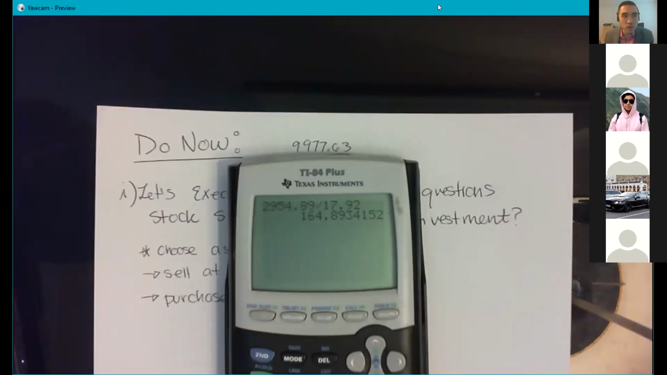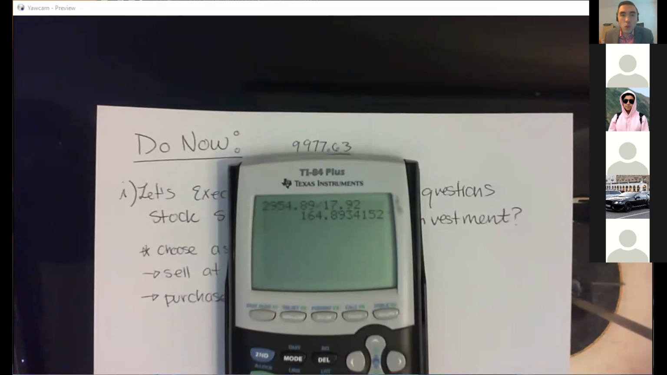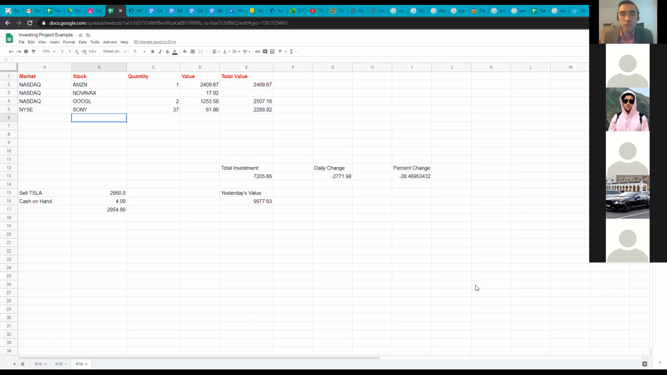So I'm going to go back to my Excel sheet. I'm afraid I'm teaching you guys bad stuff, but you know, this is why we learn math, right? I'm going to purchase 164 shares of this. Oh, and I accidentally deleted my total value. So this is going to be equal to the number of shares multiplied by the current value. So I just spent $2,938 on shares of Novavax.